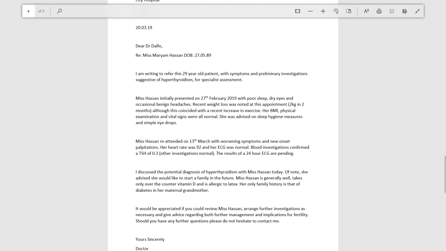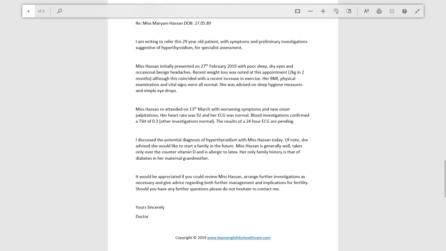I then move on to the timeline. Ms. Hassan initially presented on 27th of February 2019 with poor sleep, dry eyes and occasional benign headaches. Recent weight loss was noted at this appointment, 2 kilograms in 2 months, although this coincided with a recent increase in exercise. Her BMI, physical examination and vital signs were all normal. She was advised on sleep hygiene measures and simple eye drops. I continue with the timeline below.